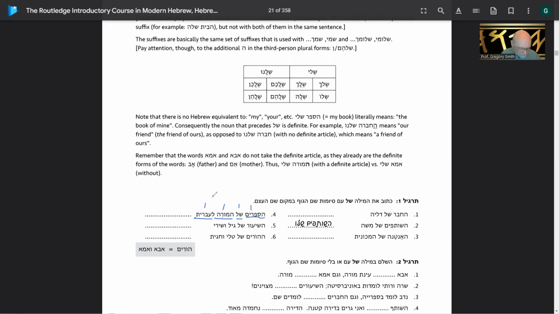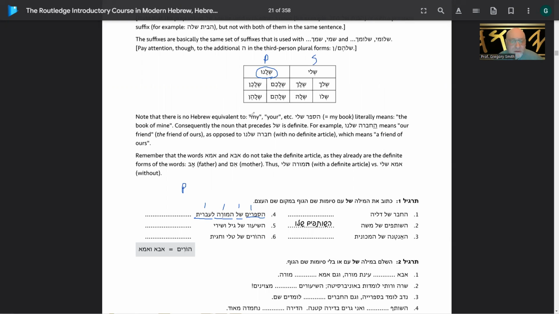הספרים של המורה לעברית. Okay, Hasefarim shel Hamoreh Le'ivrit. So the books of the Hebrew teacher. In this case, we know we're talking about books, so that's going to be plural. So we have to choose a plural. If you were to refer to the books of the Hebrew teacher, it would be them, they, these books. So I think we're going to go up here to the plural one. This is singular, and it's not going to be ours. It's not personal. These are books.